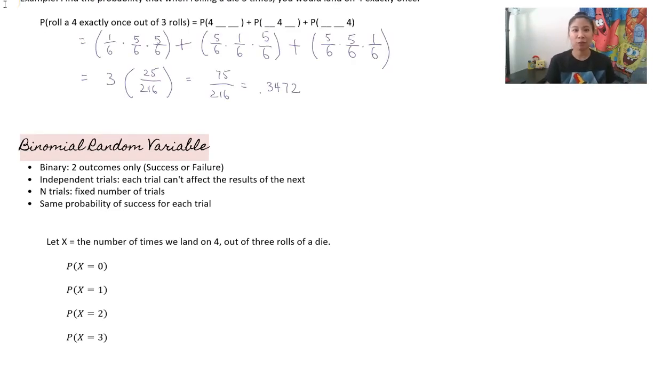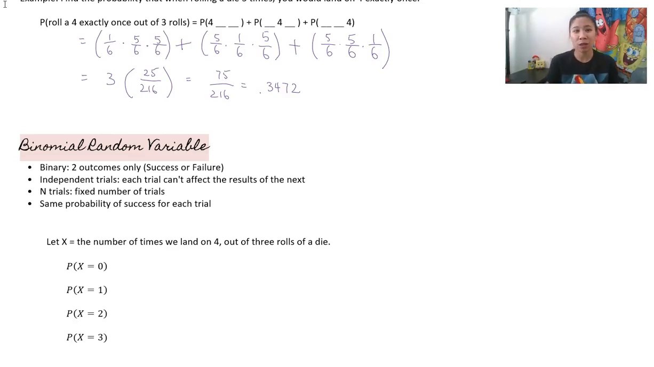So in our example of rolling the die 3 times, as a random variable, this is what it would look like. We could define X, capital X, to be the number of times we land on a 4 out of the 3 rolls of a die. So the probabilities that we could find with that could actually vary.